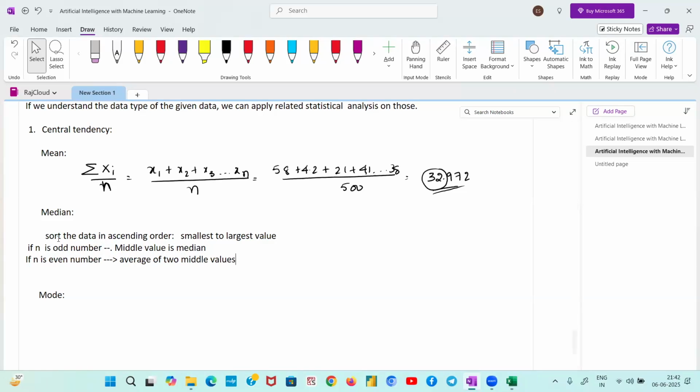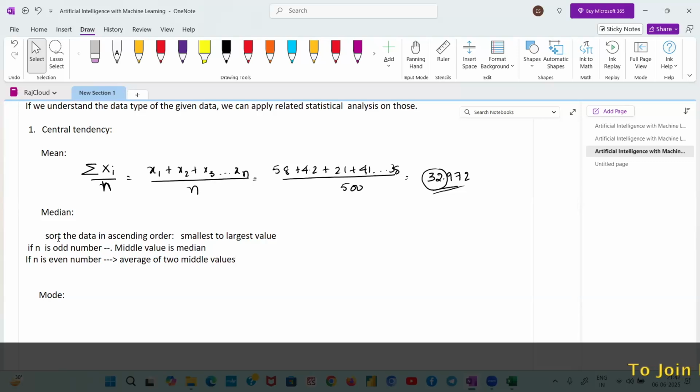So it depends upon the situation. Sometimes you can choose the mean value as a central value, or the median can also be taken as a central value. Both almost give the same result. When we have outliers in the data, you will find that the median is the best central tendency.